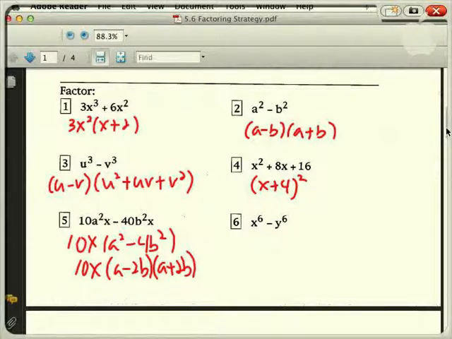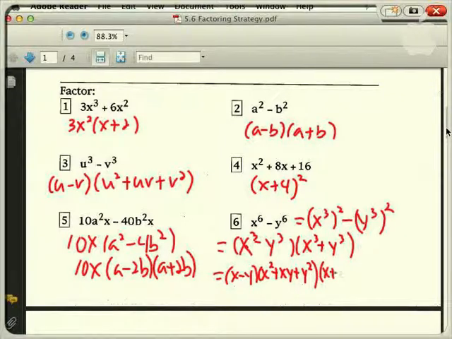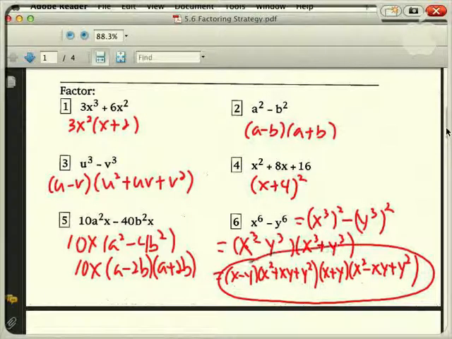As for number 6, we should think of this as the difference of two squares first. So that would give me x cubed minus y cubed times x cubed plus y cubed. And then I can do my cube stuff. So this would go x minus y times x squared plus xy plus y squared times x plus y times x squared minus xy plus y squared. Big answer. Next page.